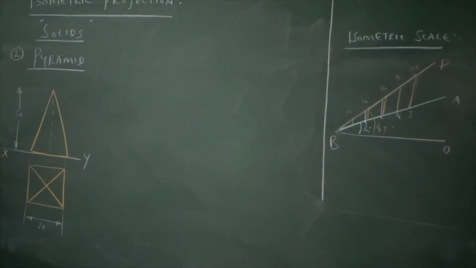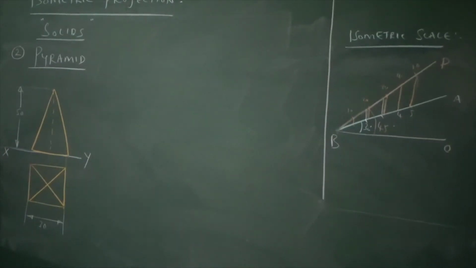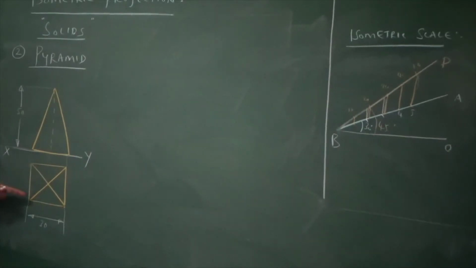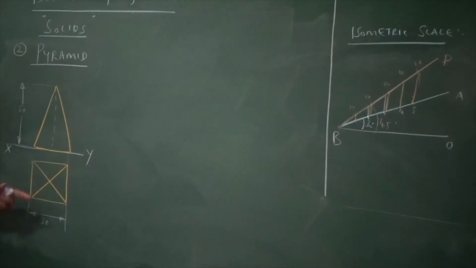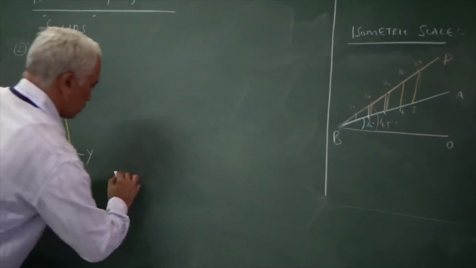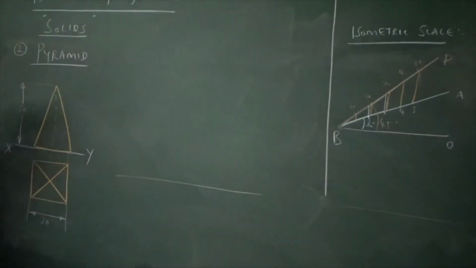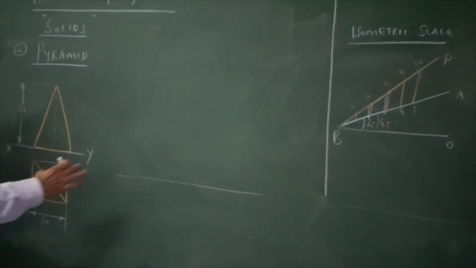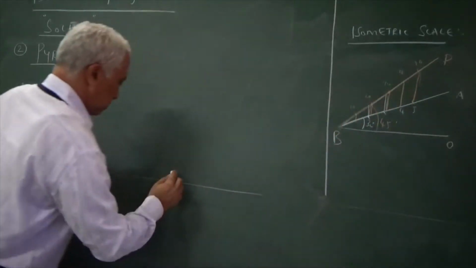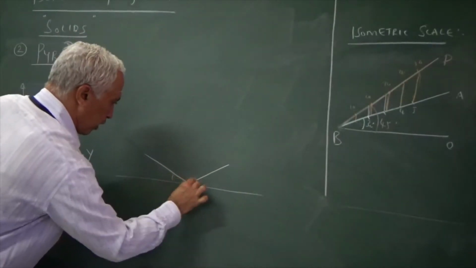To draw the iso projection of a square pyramid, I have drawn two views, the top view and the front view. Given side of base 30 millimeters, axis height 50 millimeters. After drawing these two views, we draw the isometric projection. So draw a horizontal reference line. The base is a square, a 30 millimeter square base. Get the ISO of 30. Take a reference point and draw two lines inclined at 30 degrees to the horizontal.